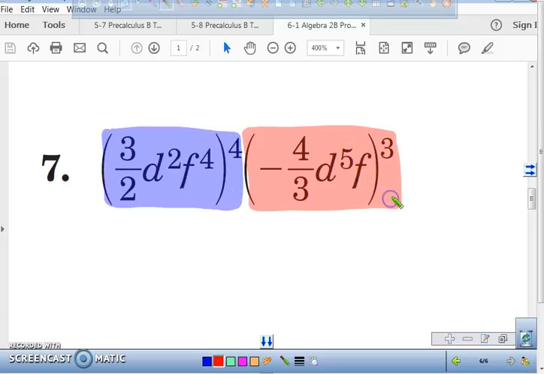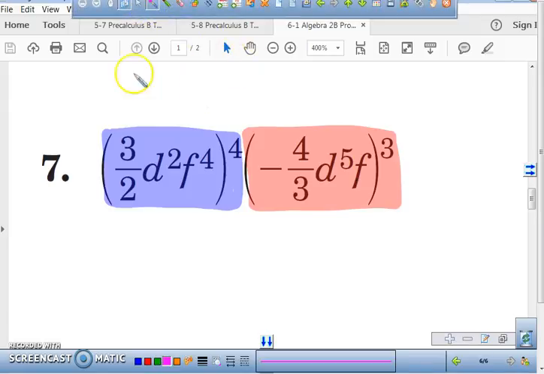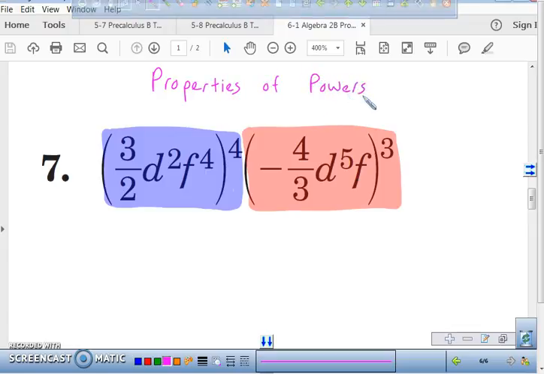So right now, look at your table. This one is going to deal with the properties of powers. So right now, I want you to label this: properties of powers in your journal. Okay?